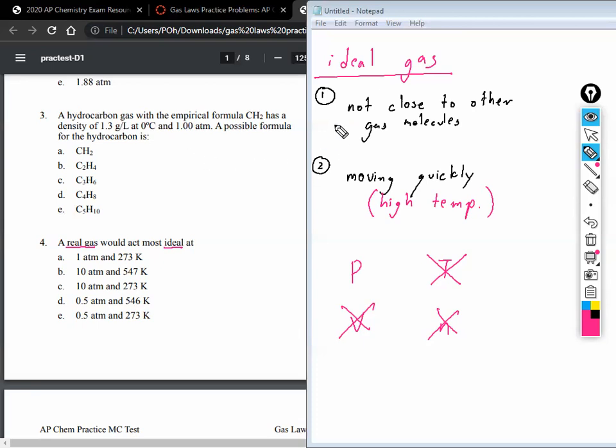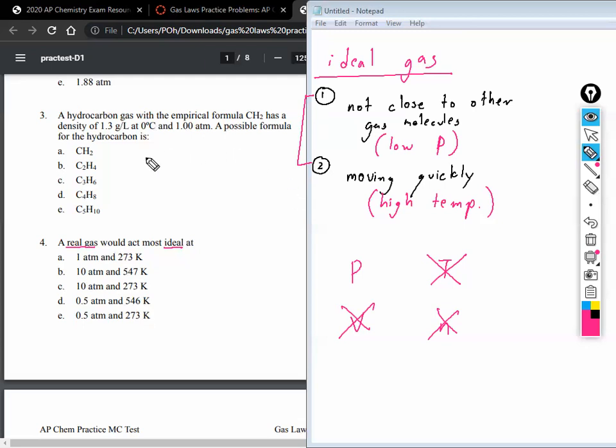And so that means that in an ideal gas, we have a low pressure and a high temperature. This is something you just kind of have to memorize. The two assumptions that they give you in the book are these, but I think it's easier to memorize it as low pressure, high temperature. So there you go. That's how we derive those two things.